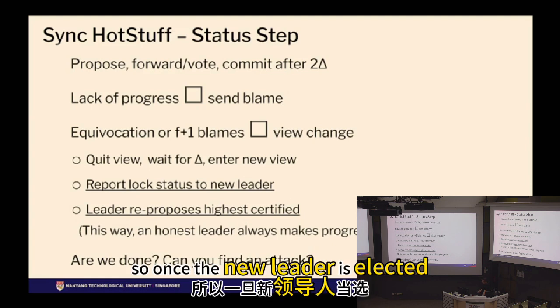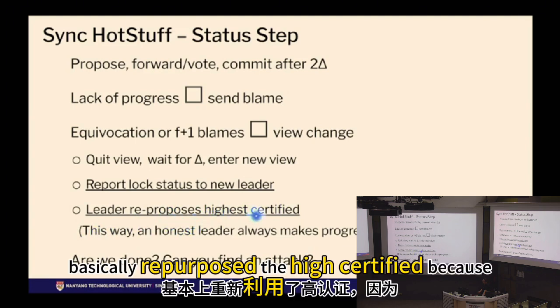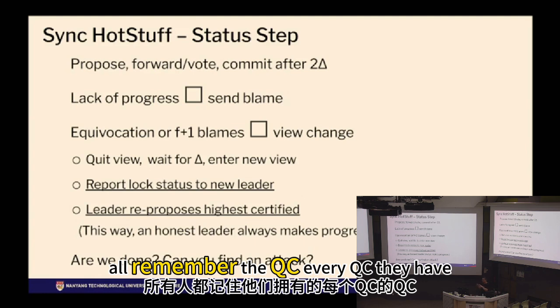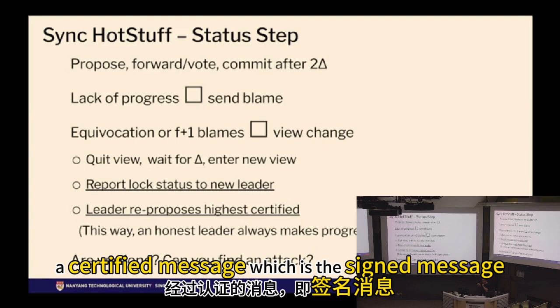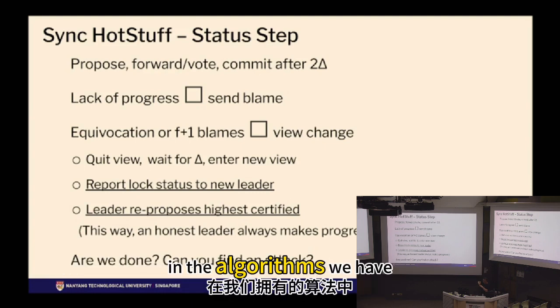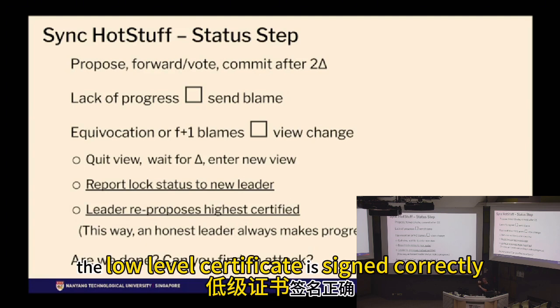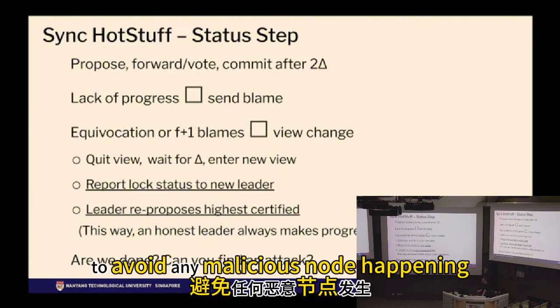Once the new leader is elected, they will repropose the highest certified value, because remember, every QC has a certified message, which is the signed message. So in the algorithm, they have a higher-level certificate to make sure the lower-level certificate is signed correctly, to avoid any malicious node.